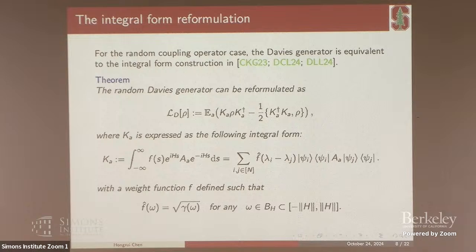Yeah, so when you say this is a Davies generator, can you prove it satisfies the GNS detailed balance condition? Yes. So this is a KMS construction in general, but for the case of a random coupling operator, they are just equivalent.